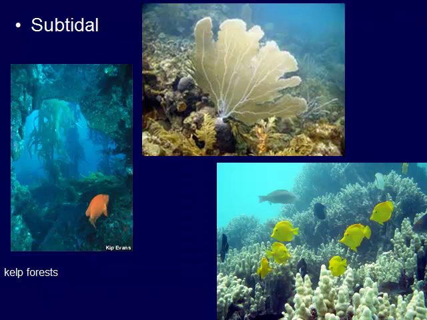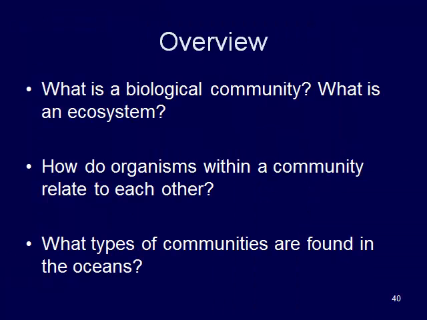And then the subtidal, things like kelp forests, where these guys don't get exposed to the air at low tide. They're below that low tide mark. Coral reefs are good examples as well. These are areas that are not affected by tides at all. They stay submerged by the ocean at all times. So those are some of the main types of communities found in the oceans. There are plenty more, but we just covered the basics for this class.